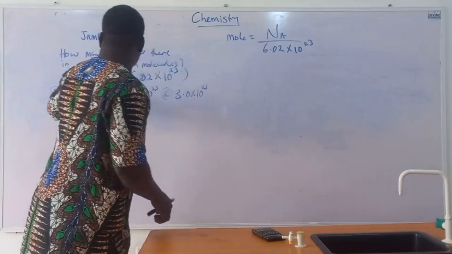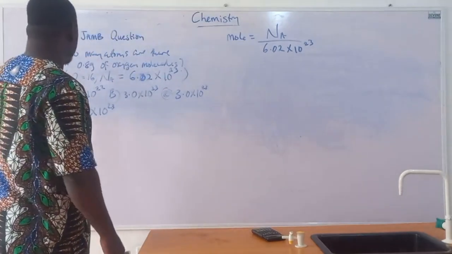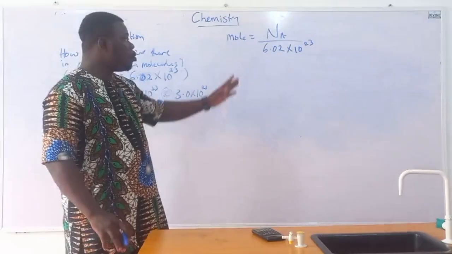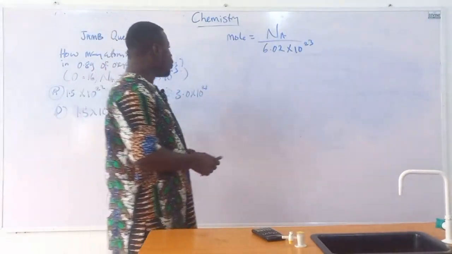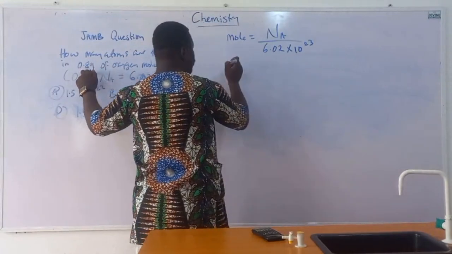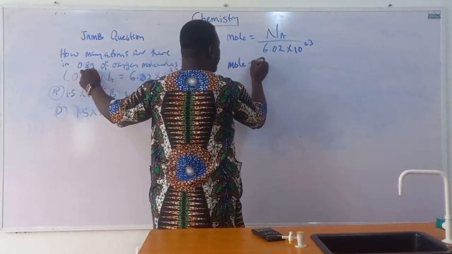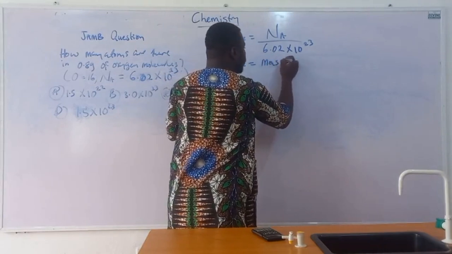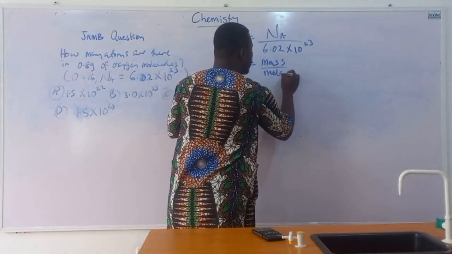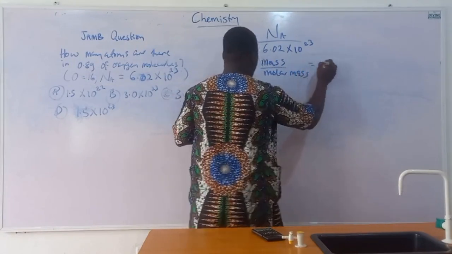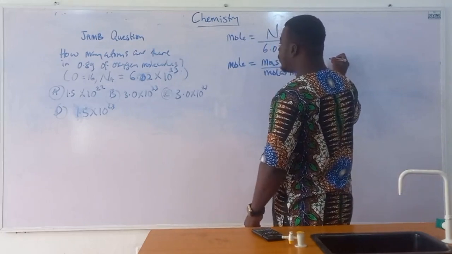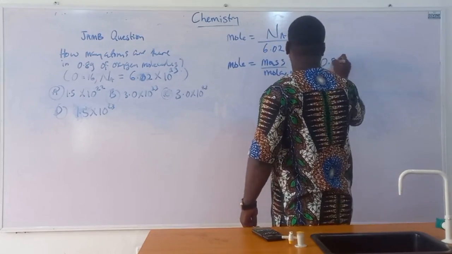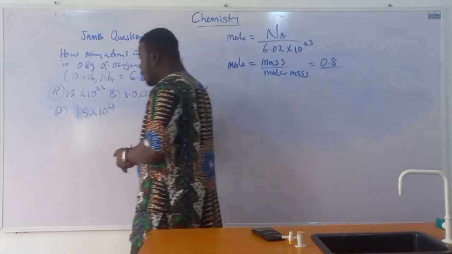Now, what is the mole? The mole is not given, so we cannot start using this formula immediately. What do we do? Remember they gave us grams, right? Mass. So we first of all recall the formula that says if mass is given, it is mass over molar mass. Now, what is the mass given there? We have 0.8. What is the molar mass?